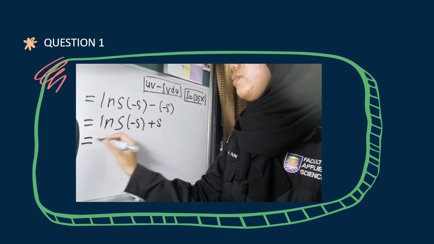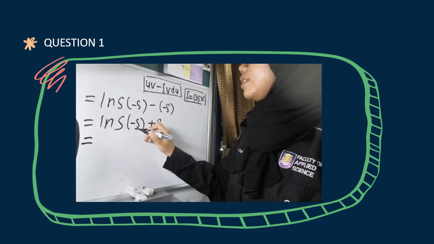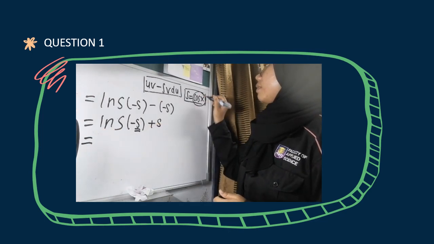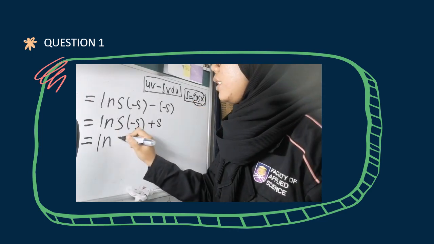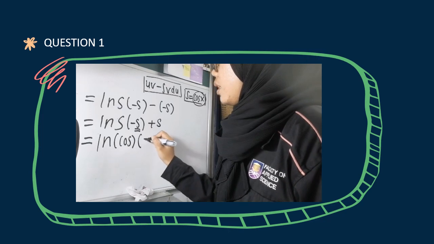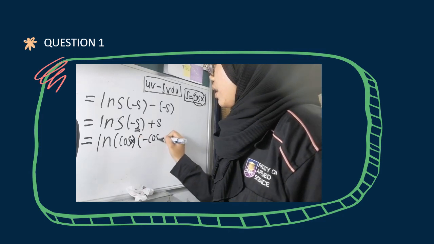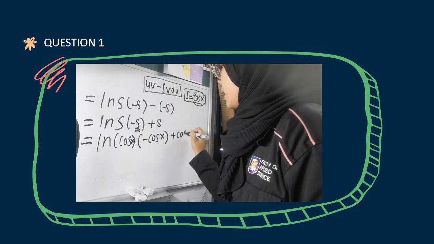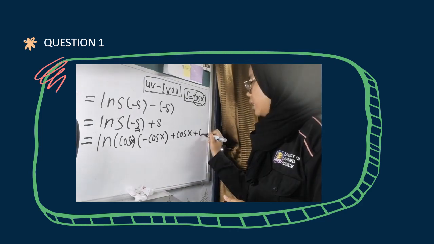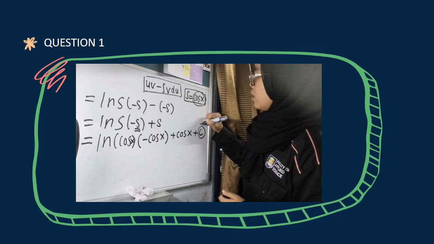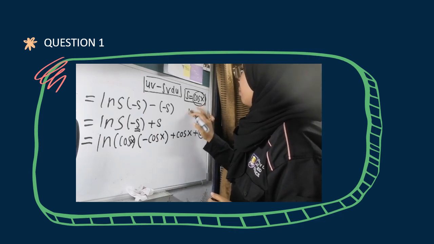Then we can change s back into cos x, because we have stated s is equal to cos x. So the answer is ln cos x times negative cos x plus cos x. In this equation, we cannot put plus c because plus c is for constant.